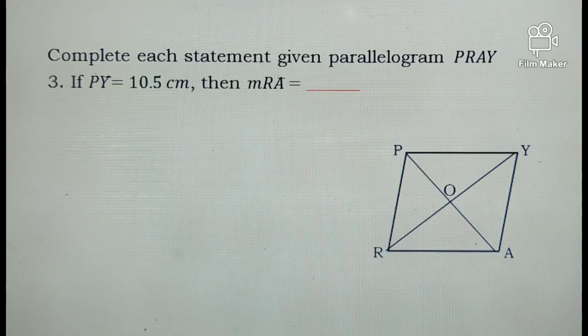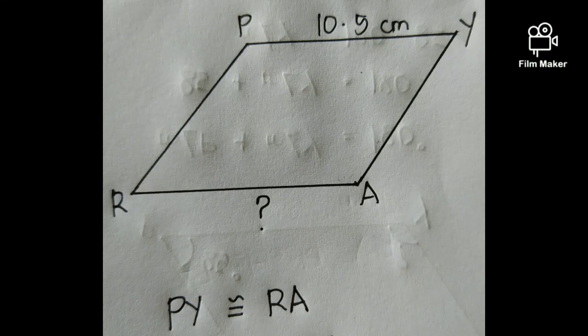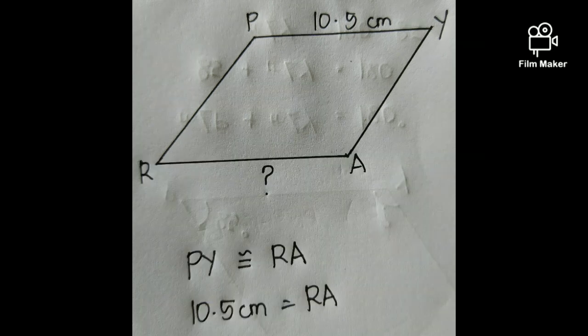Number 3, if PY is equal to 10.5 centimeters, then the measure of RA is equal to blank. Ayan. So, since side naman ang pinag-uusapan dito, i-apply natin yung property number 1. Opposite sides of a parallelogram are congruent. So, PY is congruent to RA. Kaya kung si side PY is 10.5 centimeters, then si side RA is also 10.5 centimeters.